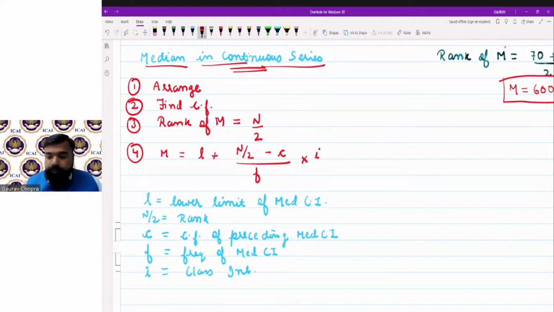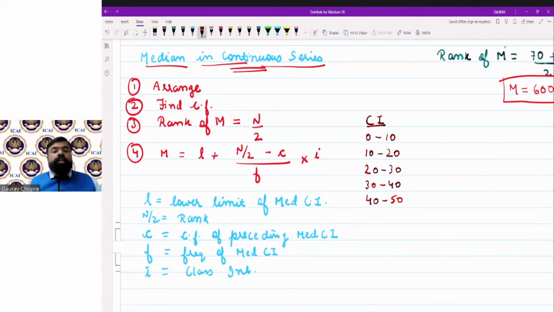So let's take one example based on this. The class intervals are 0 to 10, 10 to 20, 20 to 30, 30 to 40, and 40 to 50. Then the frequencies given are 20, 25, 35, 12, and 8. As per the first step, we have to arrange the series. It is already in ascending order.